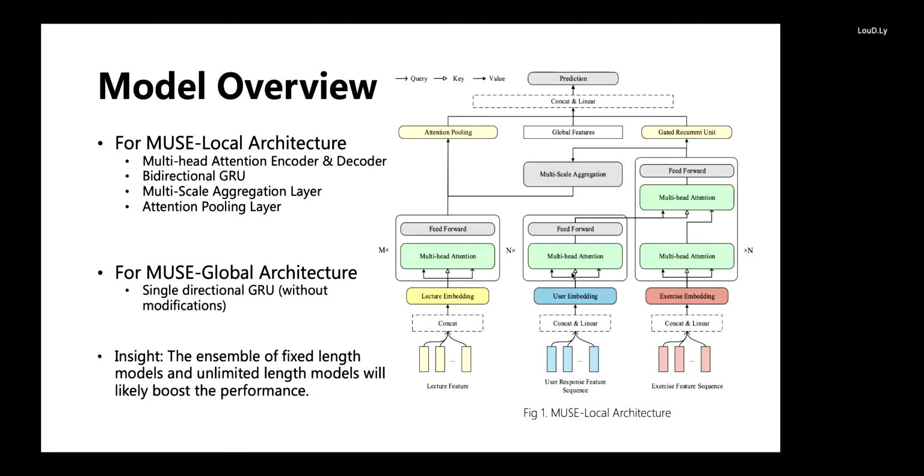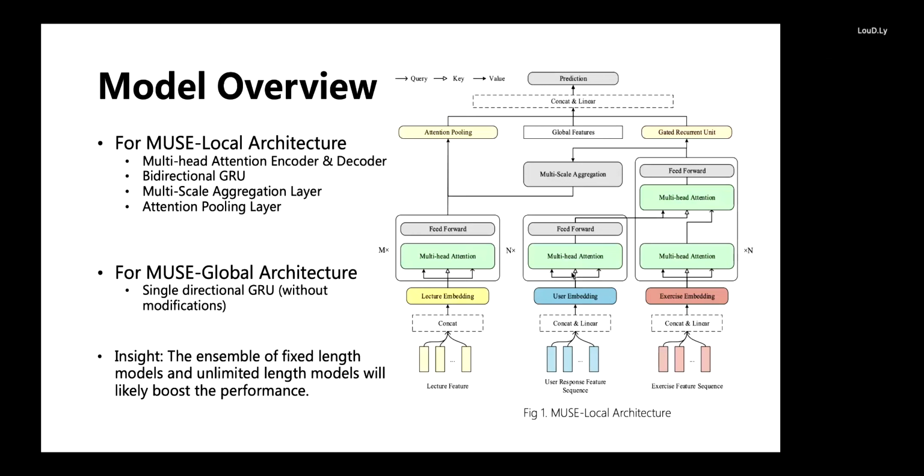The next section is our modeling. Our model is termed as MUSE, which means Multi-Scale Temporal Features Evolution for Knowledge Tracing. The figure on the right is the architecture of a MUSE local model. It heavily borrows from SANT Plus.